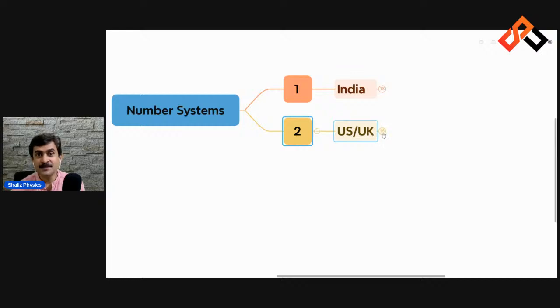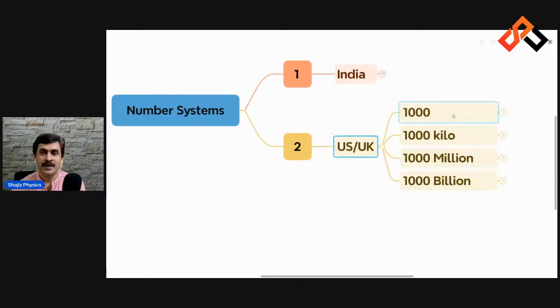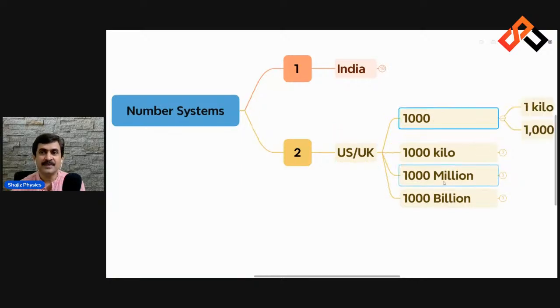And it is being used extensively across the world in day-to-day life. Even in India also, we are using those terms in a very popular manner. So let us discuss that. See, after one, they treat the next milestone, the next number, to be 1000, which they represent as 1 kilo. Kilo means 1000.